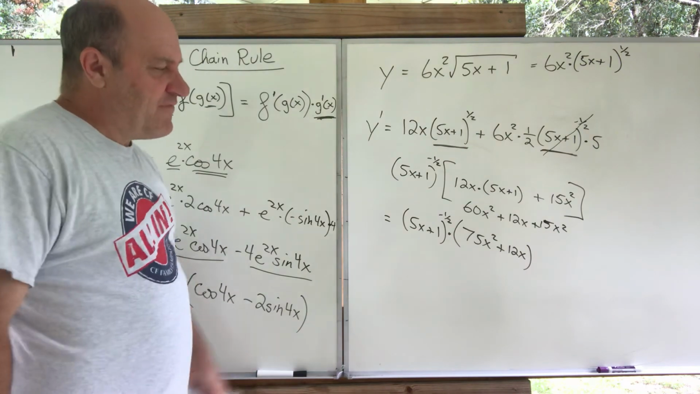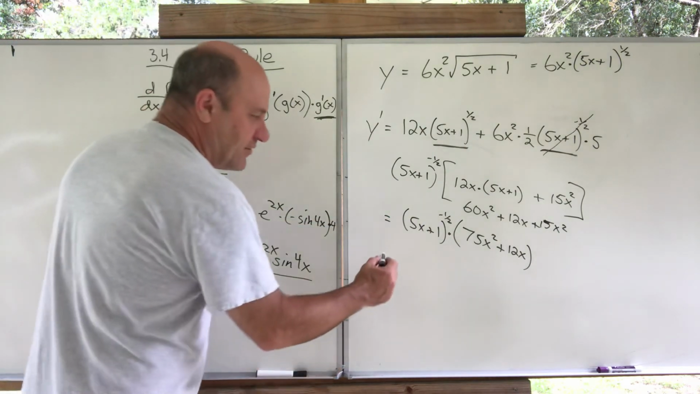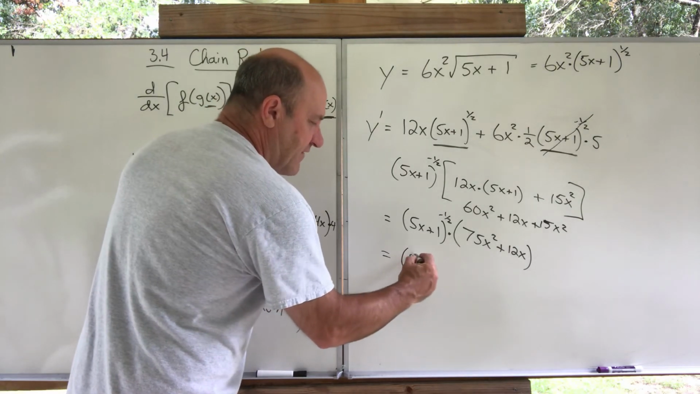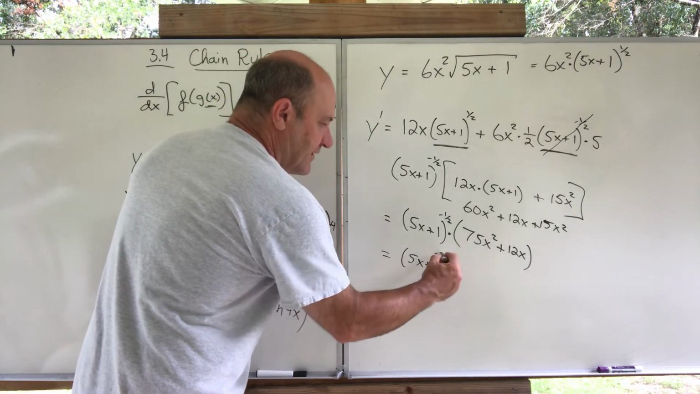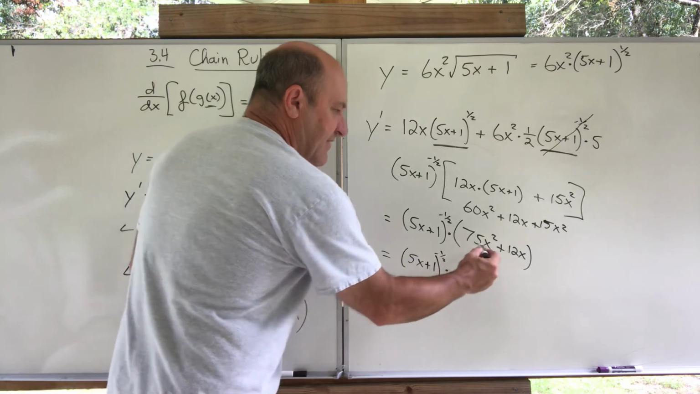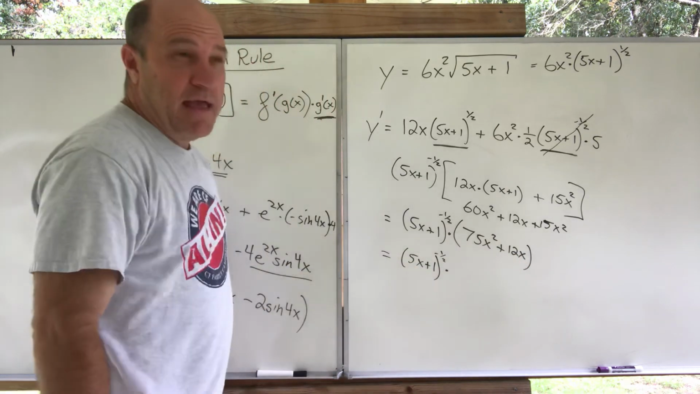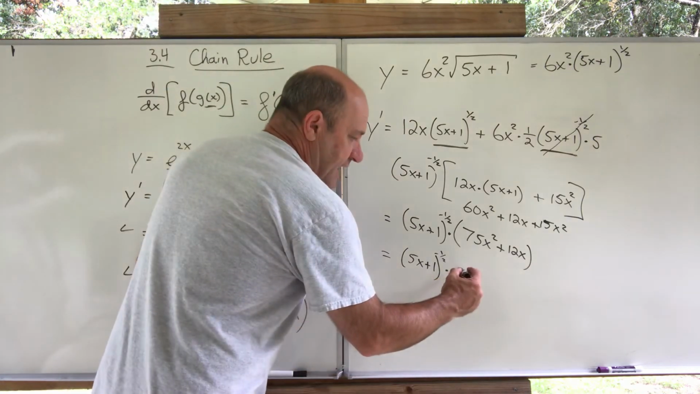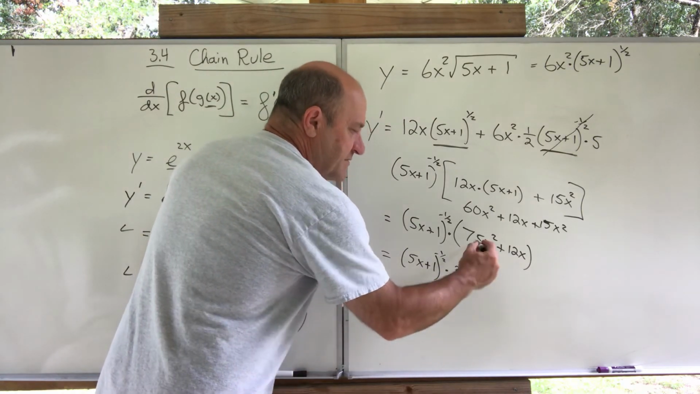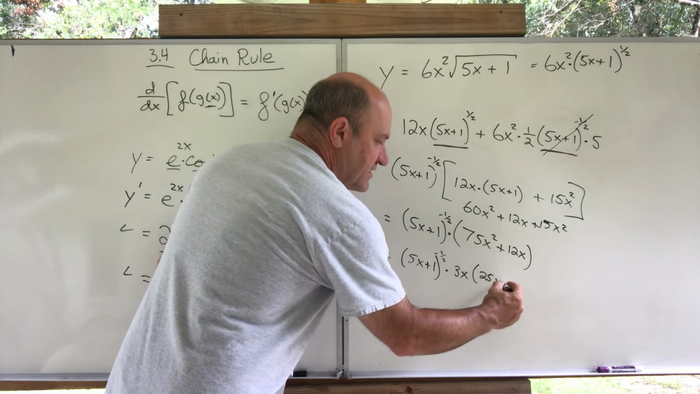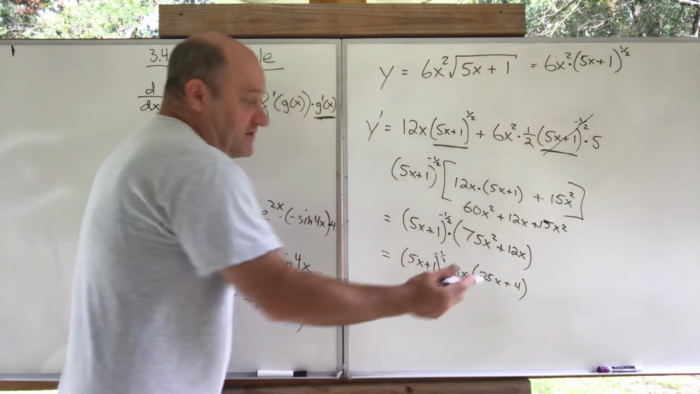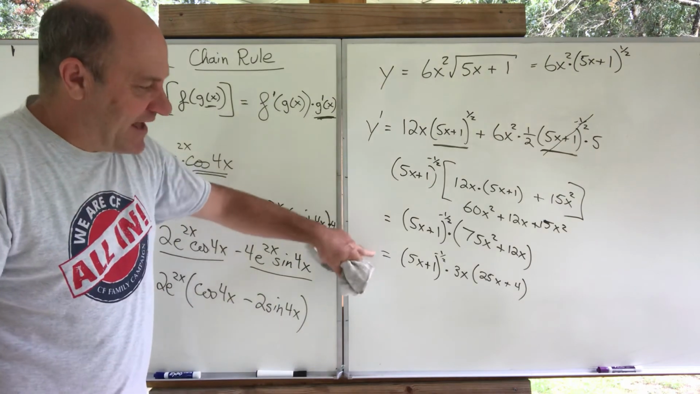If I can factor a little more, and maybe that's considered a little cleaner here. Let's see. What else can I factor out? The 5x plus 1 is out here to the negative a half. I think I could factor out an x, and maybe a 3. I think a 3. I could factor out a 3x. That leaves me with 25x plus 4. All right, so that's an answer.